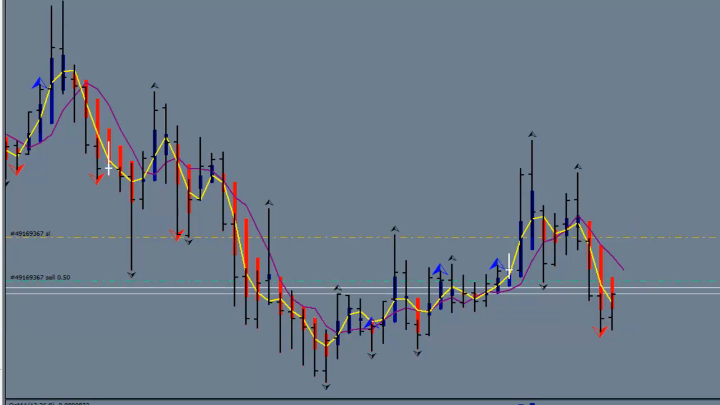Does it work on a different trading platform other than MT4? No. It's programmed for the MetaTrader 4 platform, and that's the only platform it will work on.